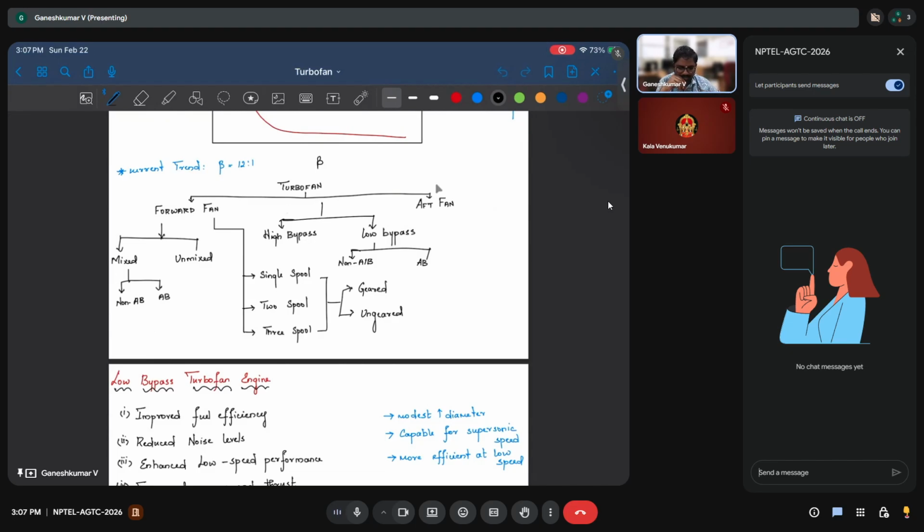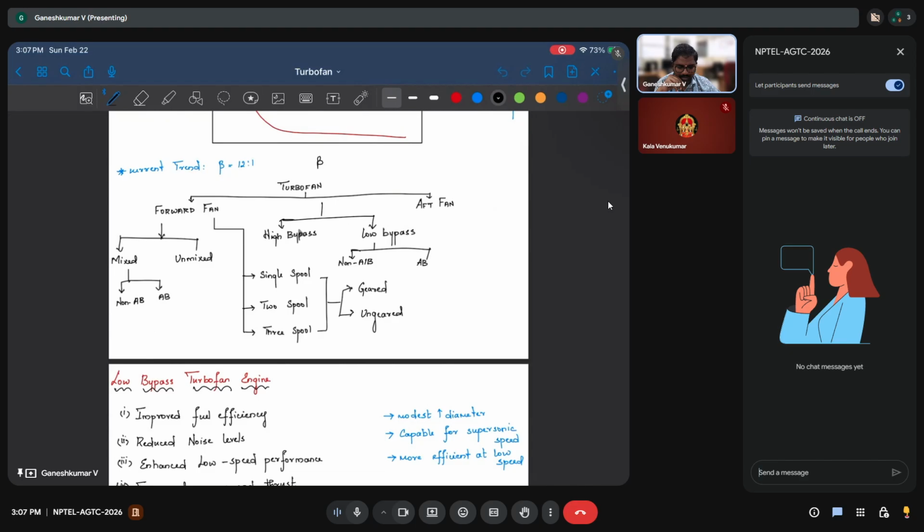And the turbofan engines are typically divided as forward fan and aft fan engines. In forward fan, we are currently studying forward fan engines. Forward fan, you have mixed and unmixed, where mixed means the bypass stream and the core stream mix at later stages. In unmixed, the bypass stream exits the nozzle separately and the core stream exits the nozzle separately. In the mixed, you also have non-afterburner and afterburner cases.